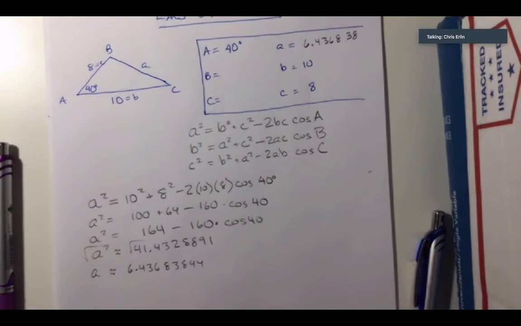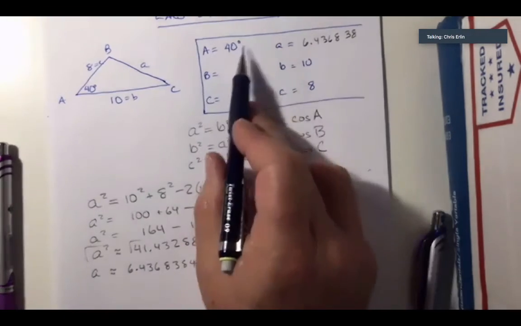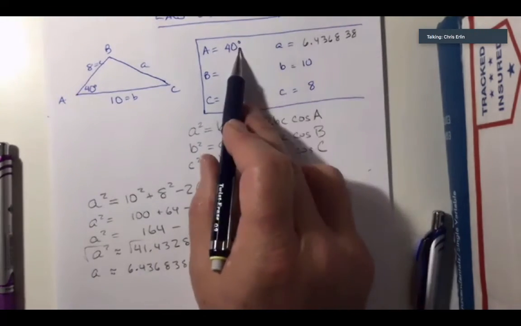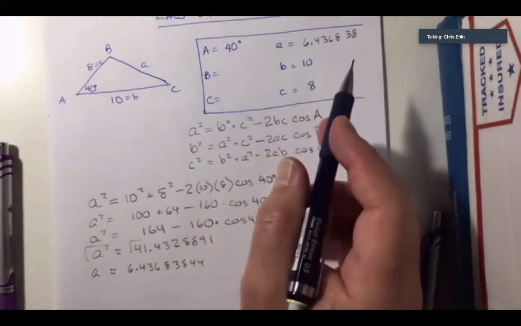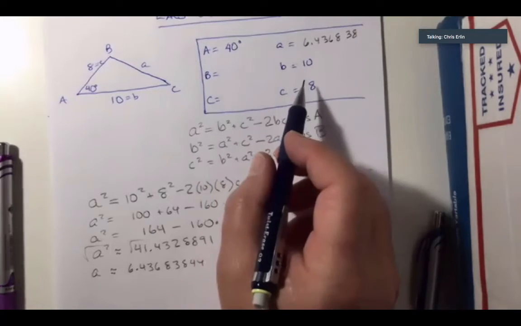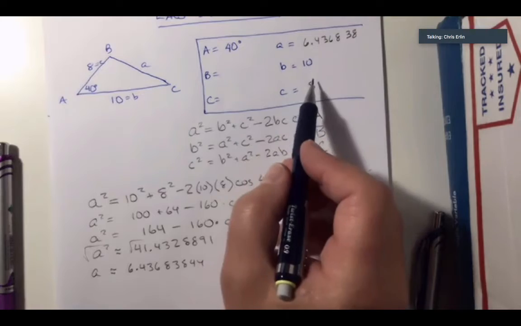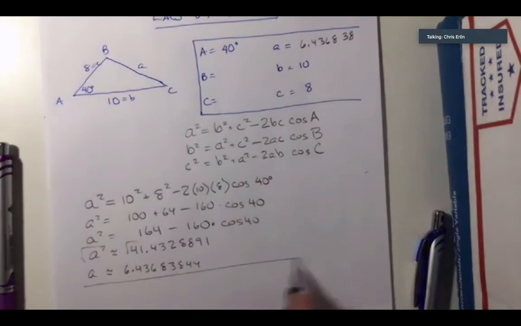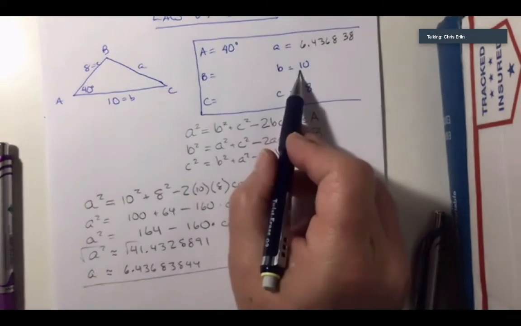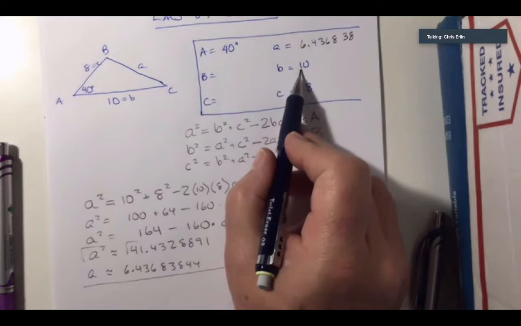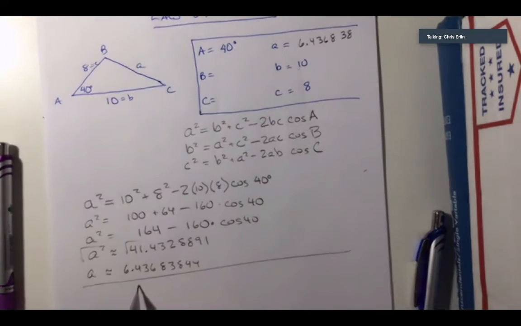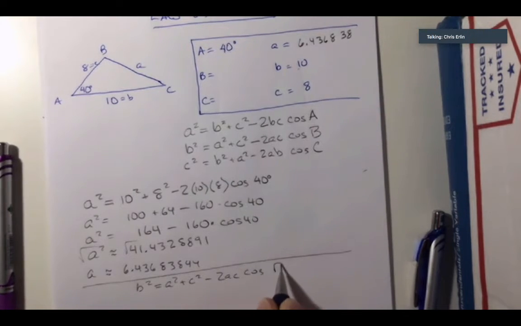Now what should I choose? Well, I could choose to do this one. This is now a law of sines, right? I've got a pair that matches. Or I could choose to do another one. Let's try doing another one just for practice with the law of cosines. I'm going to choose b squared. I'm going to start with b squared equals a squared plus c squared minus 2ac cosine of B, and this is going to find for me the value of B.